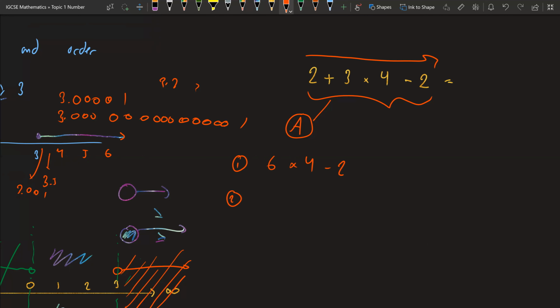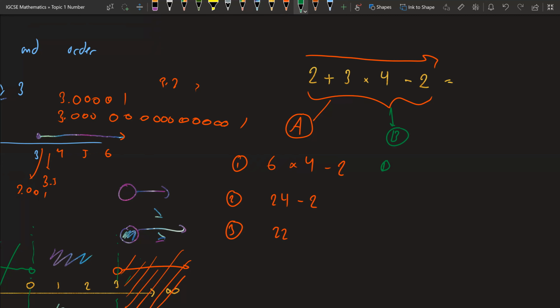Six multiplied by 4, you get 24, and he subtracts 2, and the answer you got is 22. But then person B, he does it this way.